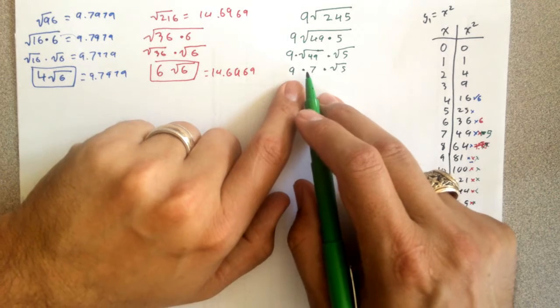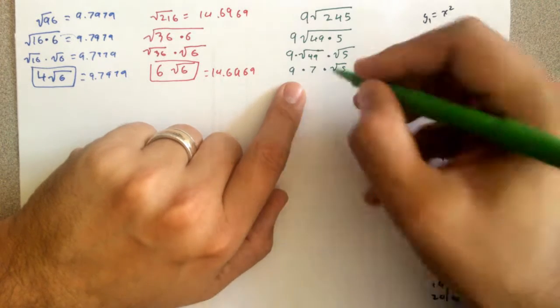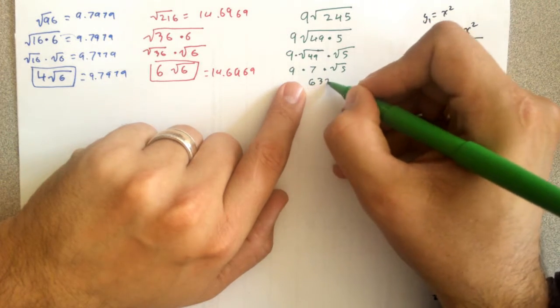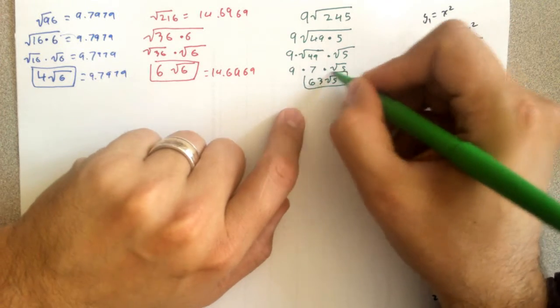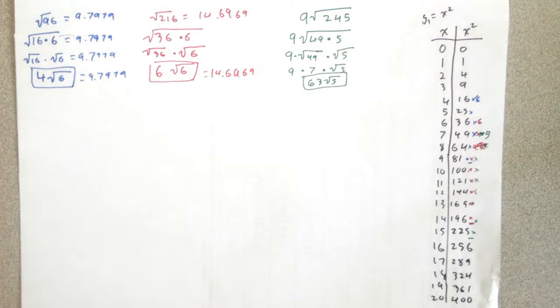Simple multiplication in the front now. 9 times 7, 63. Square root of 5. That is my answer. That's 9 square root of 245.